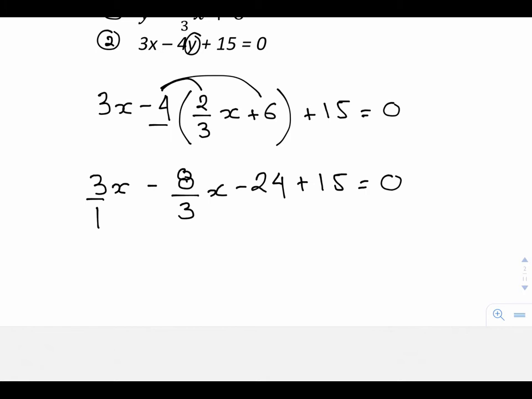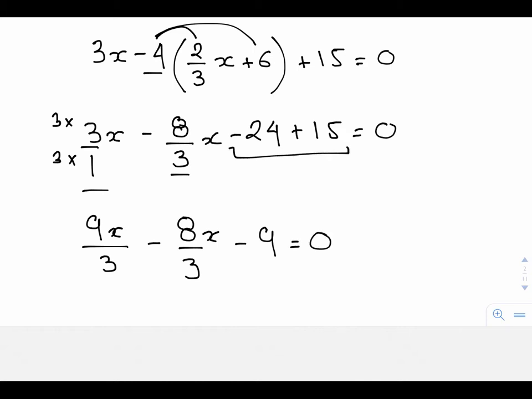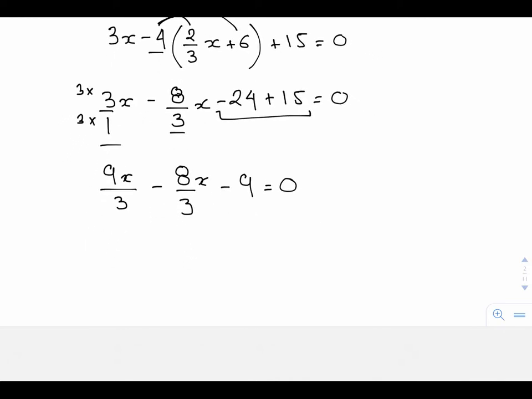I need a common denominator, so I'm going to multiply this denominator by 3 and this numerator by 3 because I want these to match up. So my next line is 9x over 3 minus 8x over 3 minus 9 equals 0. Again, I just combined this negative 24 and positive 15 to give me negative 9. These two fractions now do have a common denominator. I can add them. So the 9x subtract 8x gives me 1x, or just x, over 3 minus 9 equals 0. And now I'm good to solve for x.